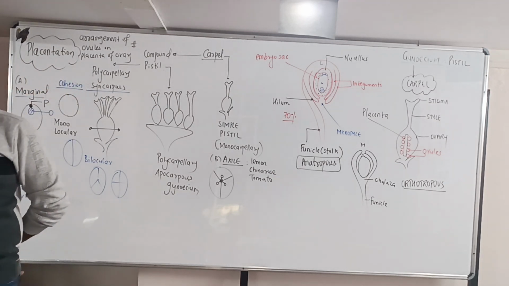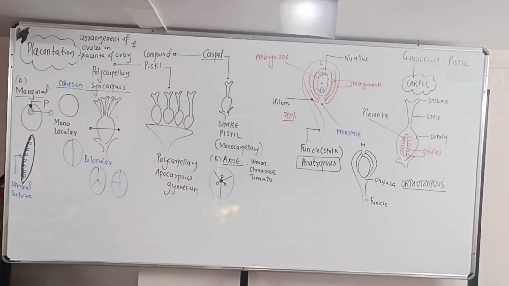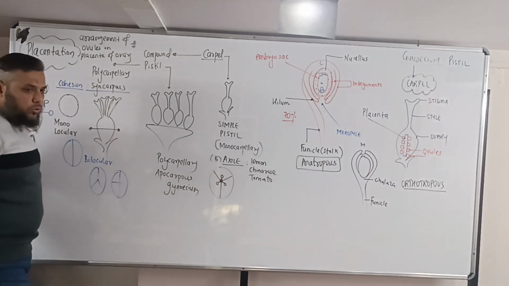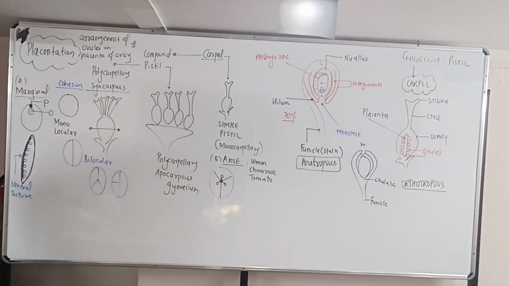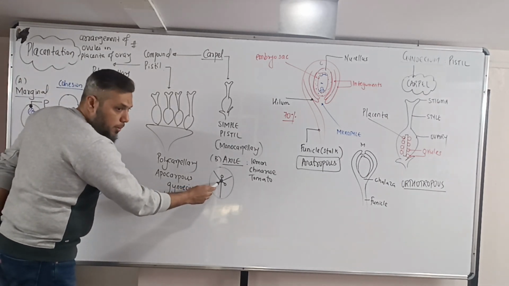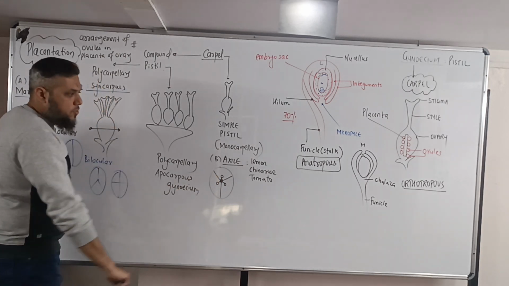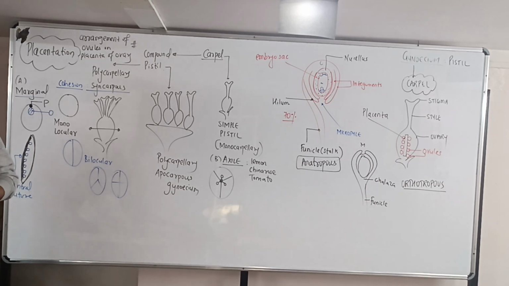Did you understand axile placentation, all of you? So once again, the pistil is multicarpellary or is it monocarpellary? Multicarpellary. Is it unilocular or is it multilocular? Multilocular. Right now, I have shown how many locules? 3. Right, everybody? And in the center, what do I see the presence of? Placenta. And all the ovules are arranged around the center. So such a placentation is called axile placentation. Clear, all of you?